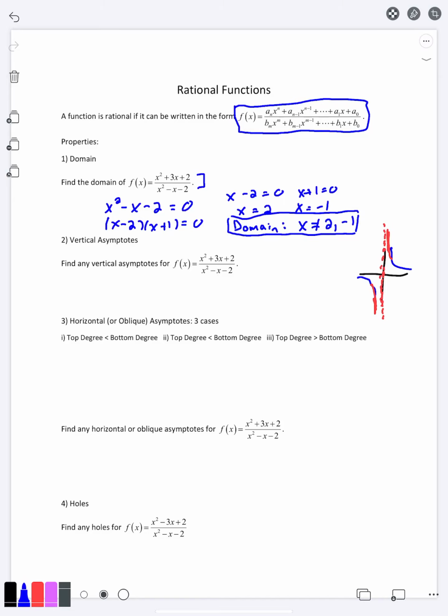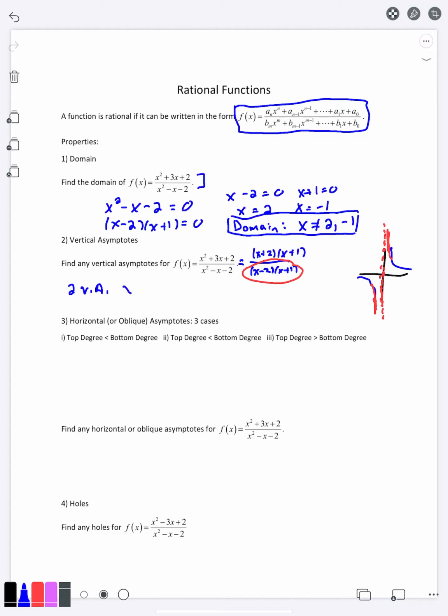There's not much more you have to do. We already factored the bottom and found the values that made the bottom 0, and that's where you look for vertical asymptotes. The only difference is that now you also want to consider the numerator and factor that, in this case x plus 2 and x plus 1. Then you ask yourself, does anything cancel? If something does cancel, then it's not going to be a vertical asymptote. In this case, nothing cancels, and that means we are going to have two vertical asymptotes.